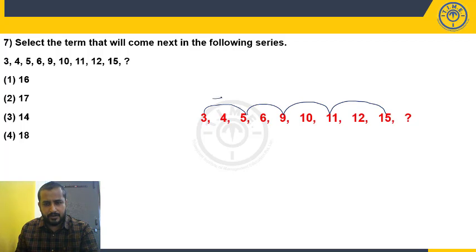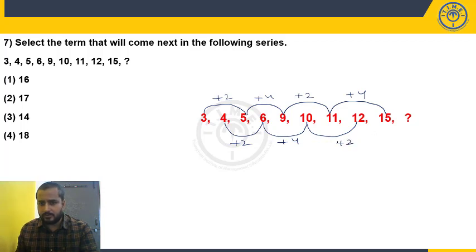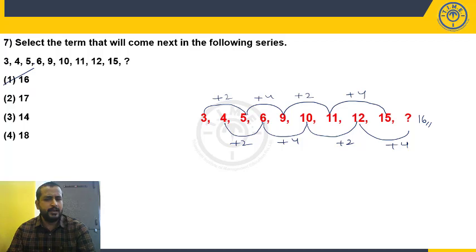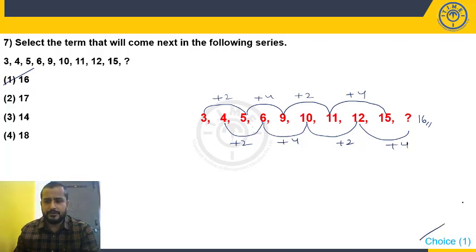Look at the pattern. Plus 2, plus 4. Plus 2, plus 4. Now, this alternate. 4, 6, 10, 12. Plus 2, plus 4, plus 2. So according to this, plus 2, plus 4, plus 2, plus 2, plus 4, plus 2, plus 4, you can say that it is also plus 4. So it is 16. So your answer is choice 1. In both the cases, your answer is correct. Choice 1.